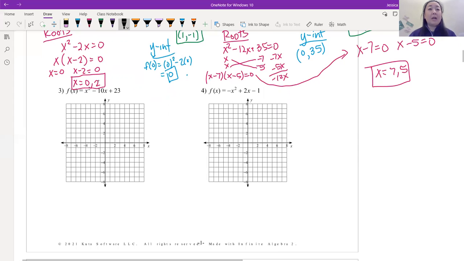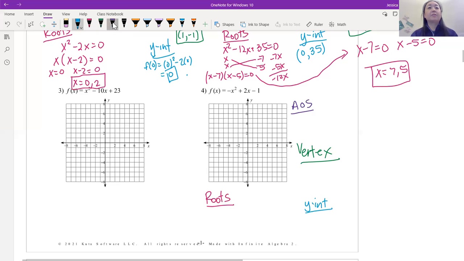We'll go from there. I'm going to do another one. Let's do number 4. Number 3, I'll leave for you to do and just check the answers. But let's go right here. So here is our AOS. Again, our vertex. And our roots. And then our y-intercept.